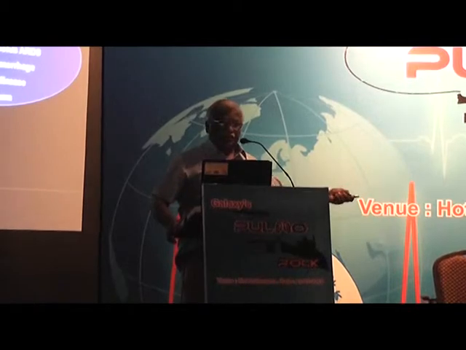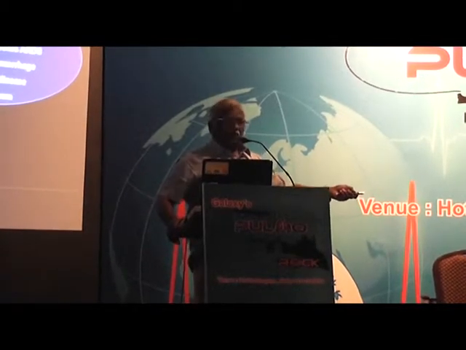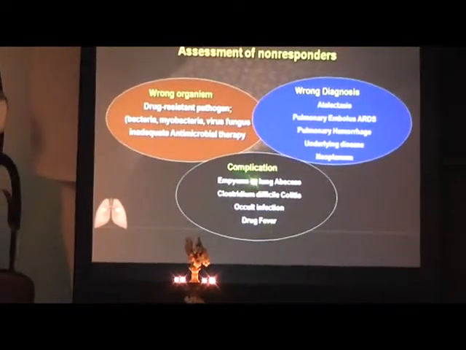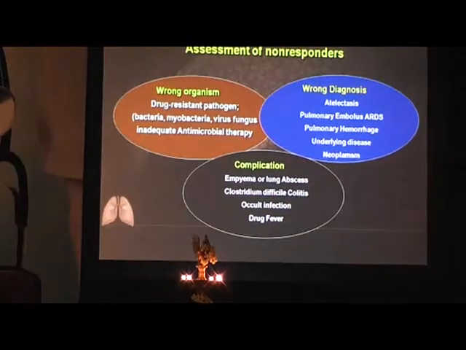Look at complications. I think these are very important. Complications are offshoots of the pneumonia as such. You have empyema, you have occult infection, you could have a drug fever, you have wrong diagnosis, again very important.